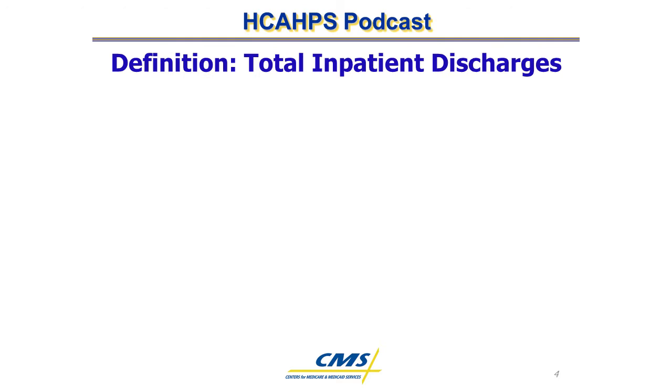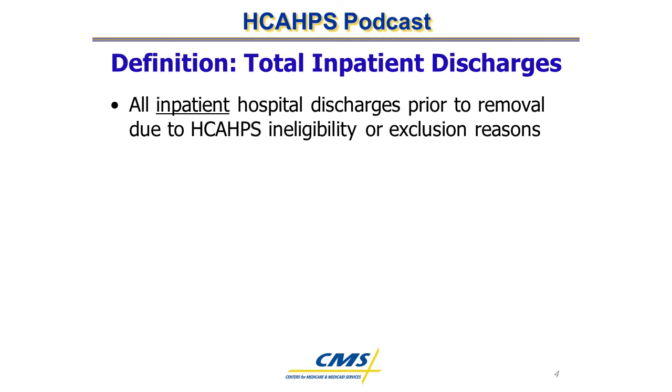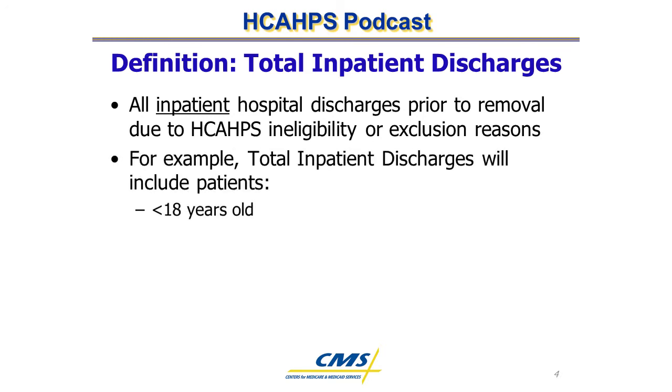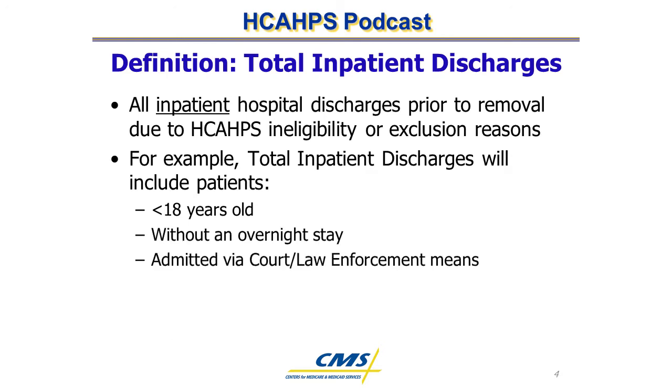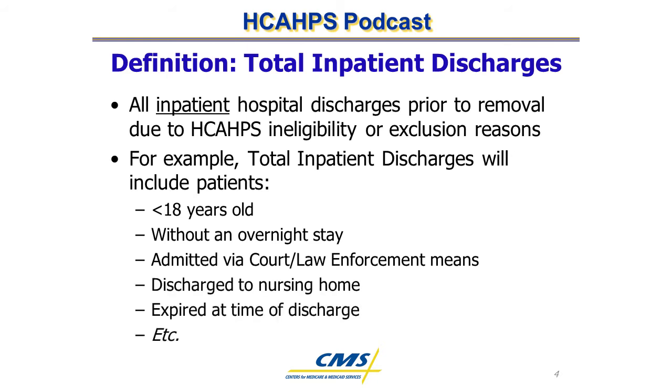Slide 4. Definition: Total Inpatient Discharges. The definition for total inpatient discharges is simply all inpatients discharged from the hospital for a given month. That is, all inpatient discharges before removal for ineligibility or exclusion reasons. Based on this definition, it follows that the file of total inpatient discharges may contain patients less than 18 years old at admission, patients without an overnight stay, patients with excluded admission source or discharge codes, or patients that meet any of the other HCAHPS ineligibility or exclusion criteria.